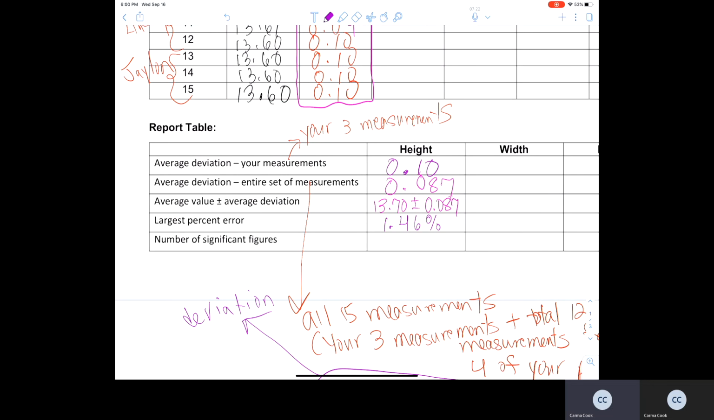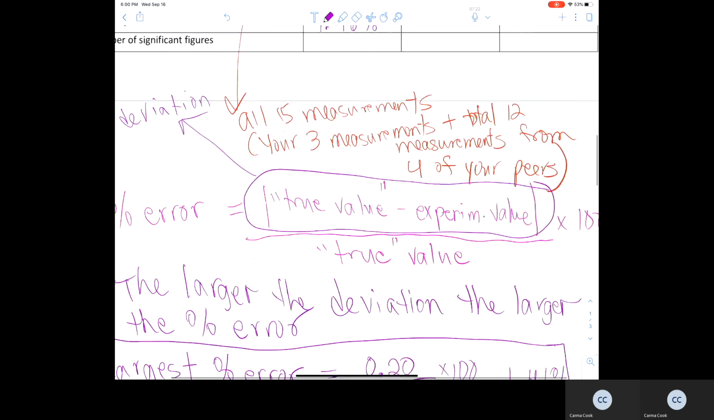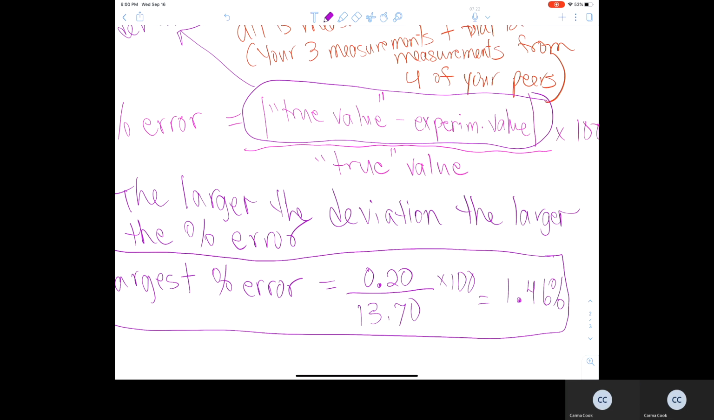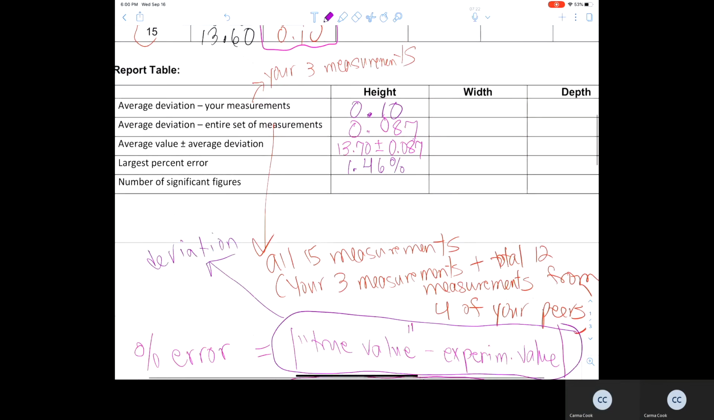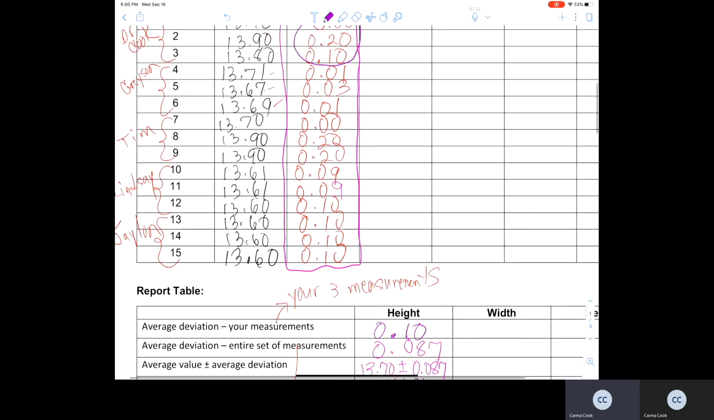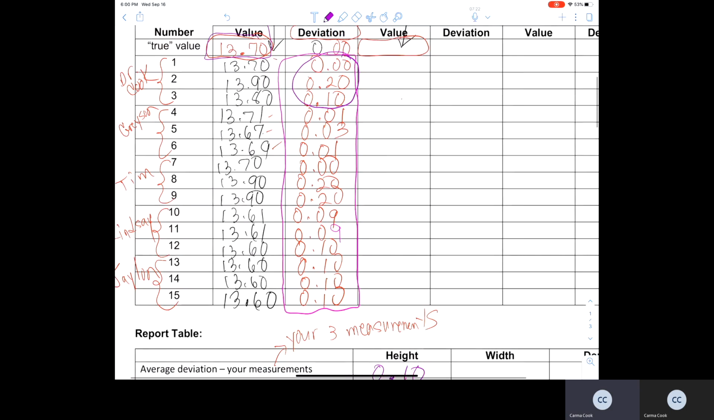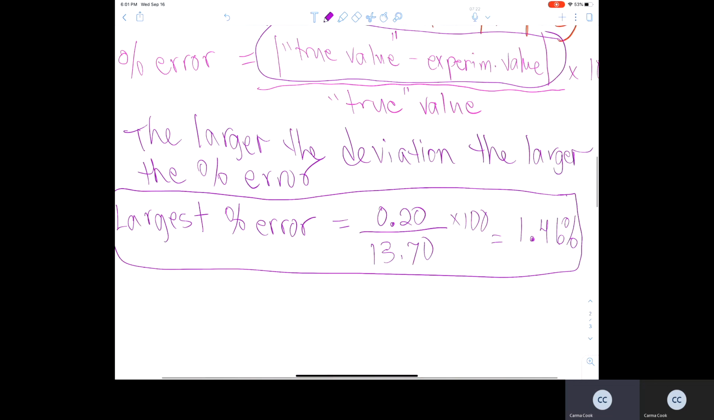And how many significant figures? I should have at least two significant figures, because my largest deviation had two significant figures, 0.20, and then I divided 0.20 by 13.70. So I only need two significant figures in my percent error, because this number only has two significant figures.